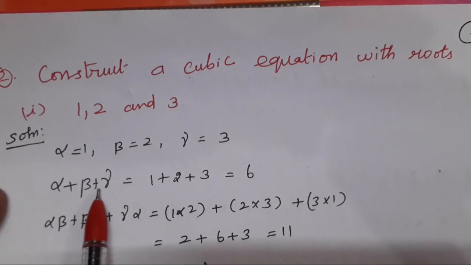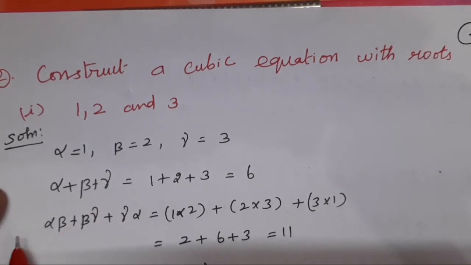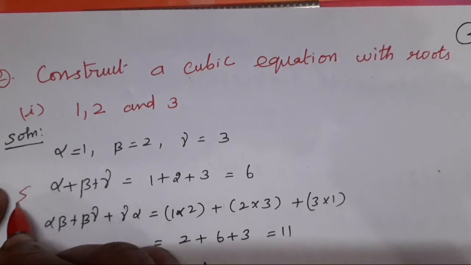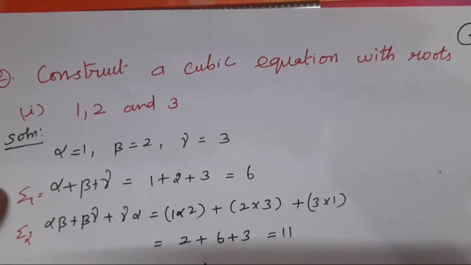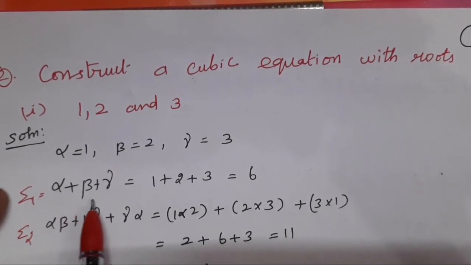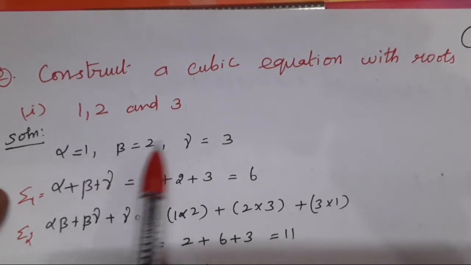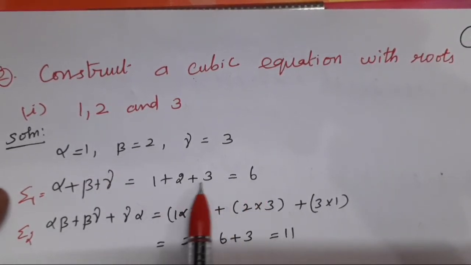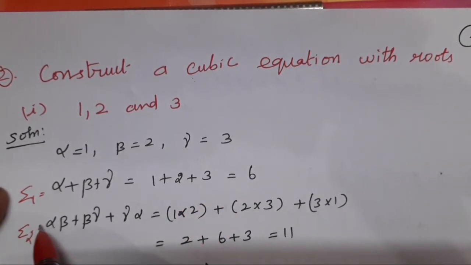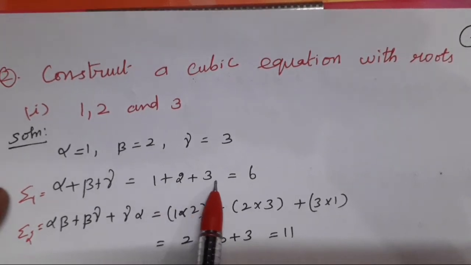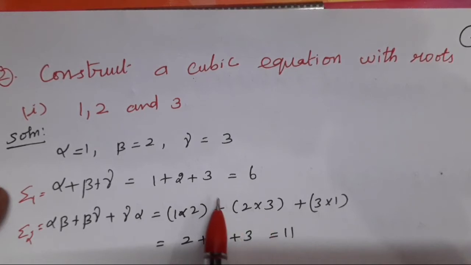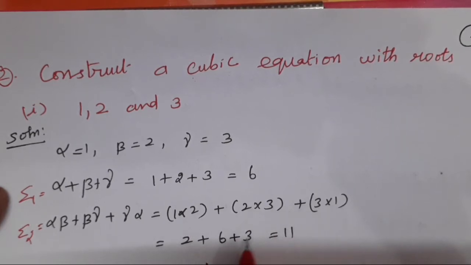Now alpha plus beta plus gamma, that is the summation of 1. The second one is the summation of 2, and the third one is the summation of 3. So summation of 1, that is alpha plus beta plus gamma, equals 1 plus 2 plus 3, which is 3 plus 3, 6. Again, summation of 2 equals alpha beta plus beta gamma plus gamma alpha. Multiply: 1 into 2, plus 2 into 3, plus 3 into 1. 1 2s are 2, 2 3s are 6, 3 1s are 3. We get the result 11. This is summation of 2.